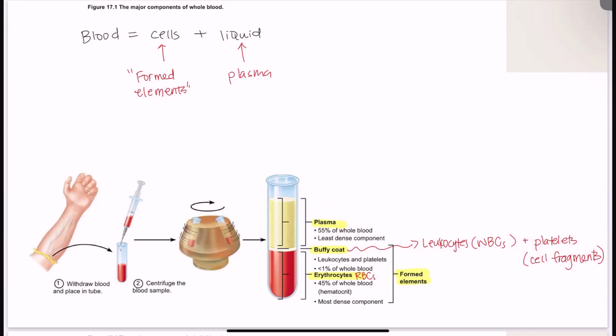So plasma takes up about half of the whole blood contents. Erythrocytes or red blood cells take a little less than half, 45% or so. That's a lot. And then that buffy coat layer, the leukocytes and the platelets, is less than 1%. So it's really not contributing a ton, but those white blood cells are doing a lot of immune functions, and platelets play a really important role in blood clotting. So very, very important there.